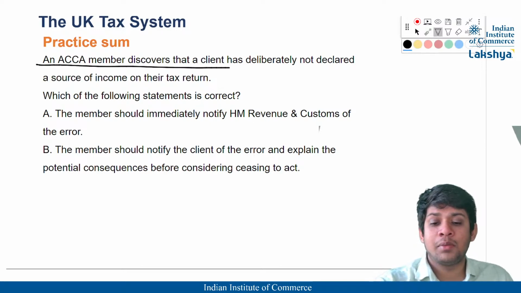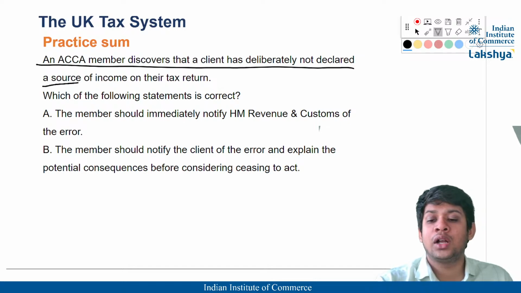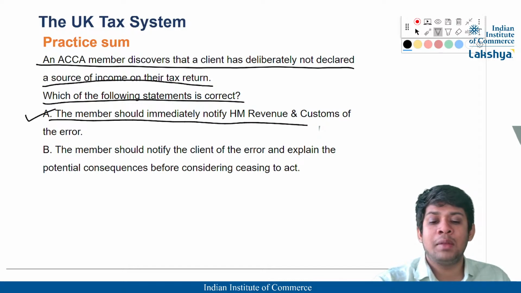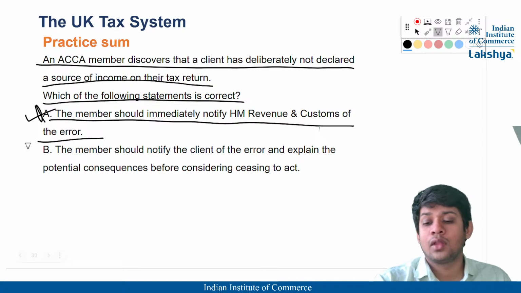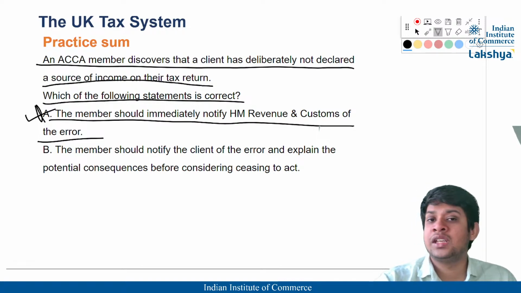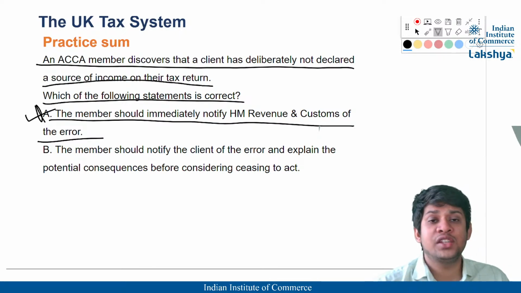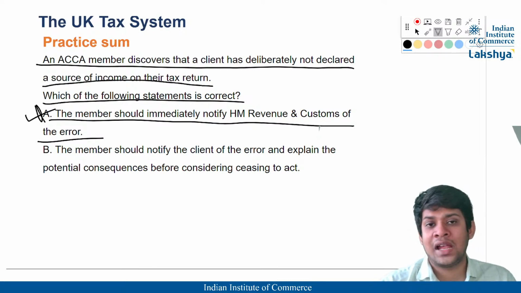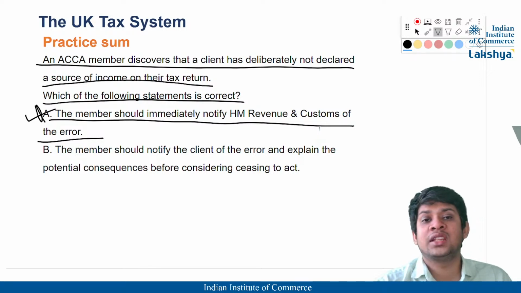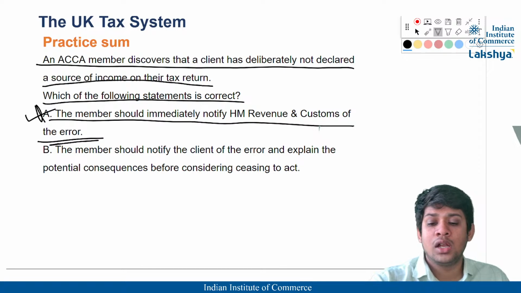Next question: an ACCA member discovers that the client has deliberately not declared a source of income on their tax return. Which of the following is correct? A: The member should immediately notify HMRC of the error. No, because obviously he just needs to cease to act as a tax agent and notify HMRC that he has ceased, without mentioning why he has ceased to act as a tax agent for the client. So here he should not directly notify HMRC about the error.